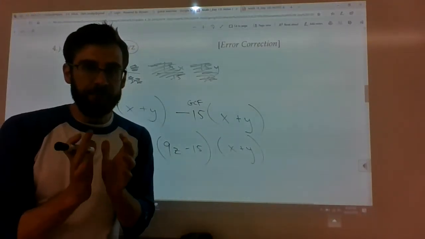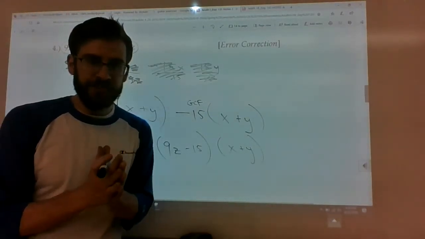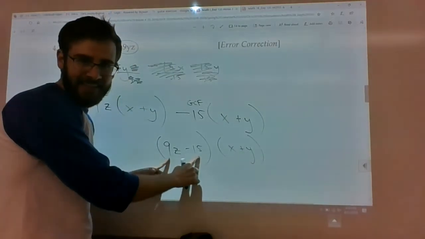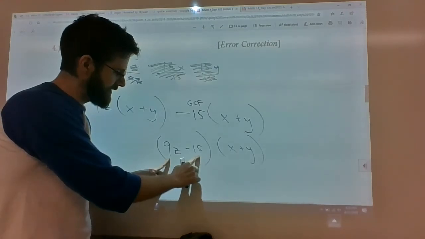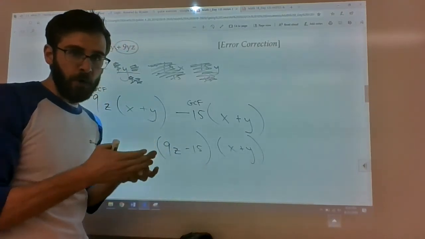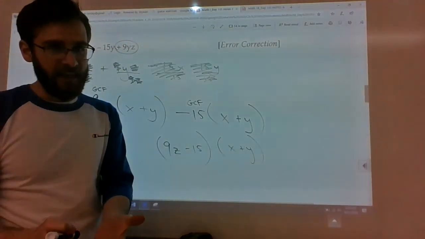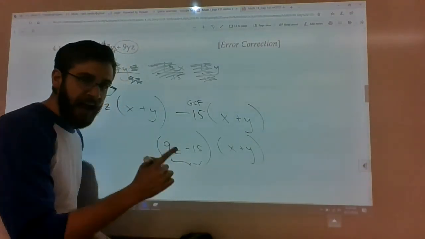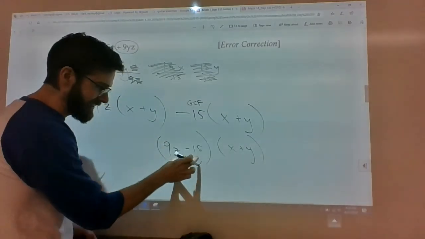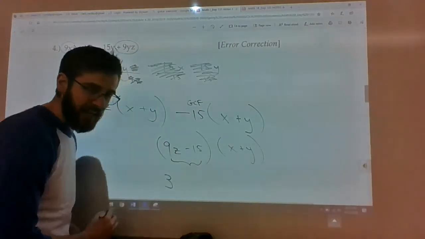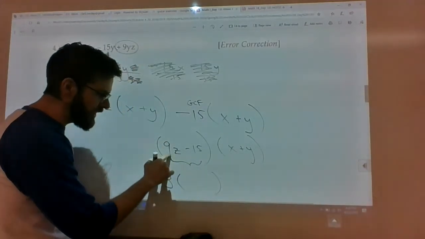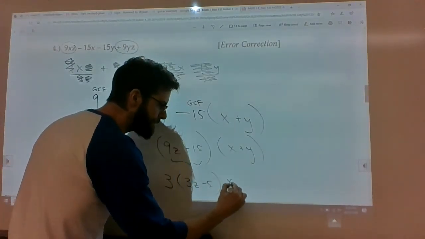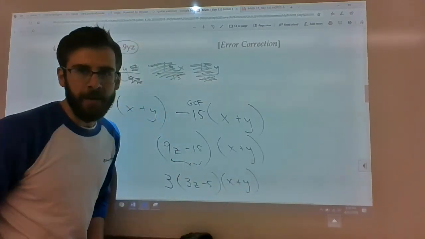This is what a lot of you guys were missing. Here's the error I want you to correct. Look at this, 9z and negative 15. 3 goes into both 9 and 15. Therefore, I can take this polynomial, factor it one more time. This little binomial, put a 3 GCF, and then you divide, you get 3z minus 5. So make adjustments, please.